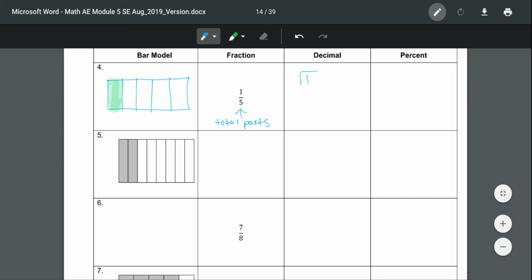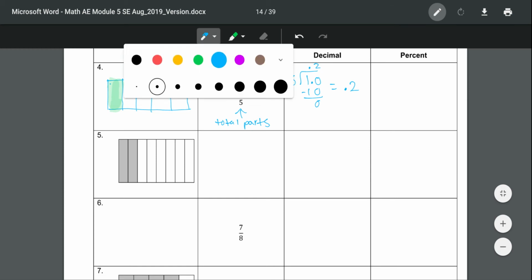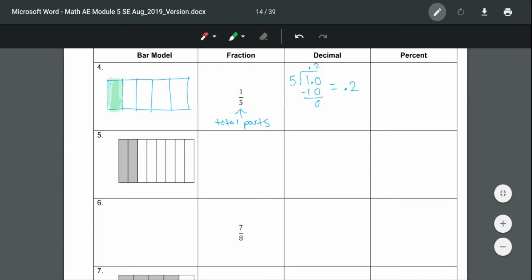As a decimal, 1/5, you have to use long division. So divide 1 by 5. 5 doesn't go into 1 evenly, so you add a decimal point, add a 0. So 5 goes into 10 twice. 2 times 5 would be 10. So that means that 1/5 would be 0.2. Now to convert this to a percent, you take your decimal point and move it to the right twice, and you're going to get 20%.